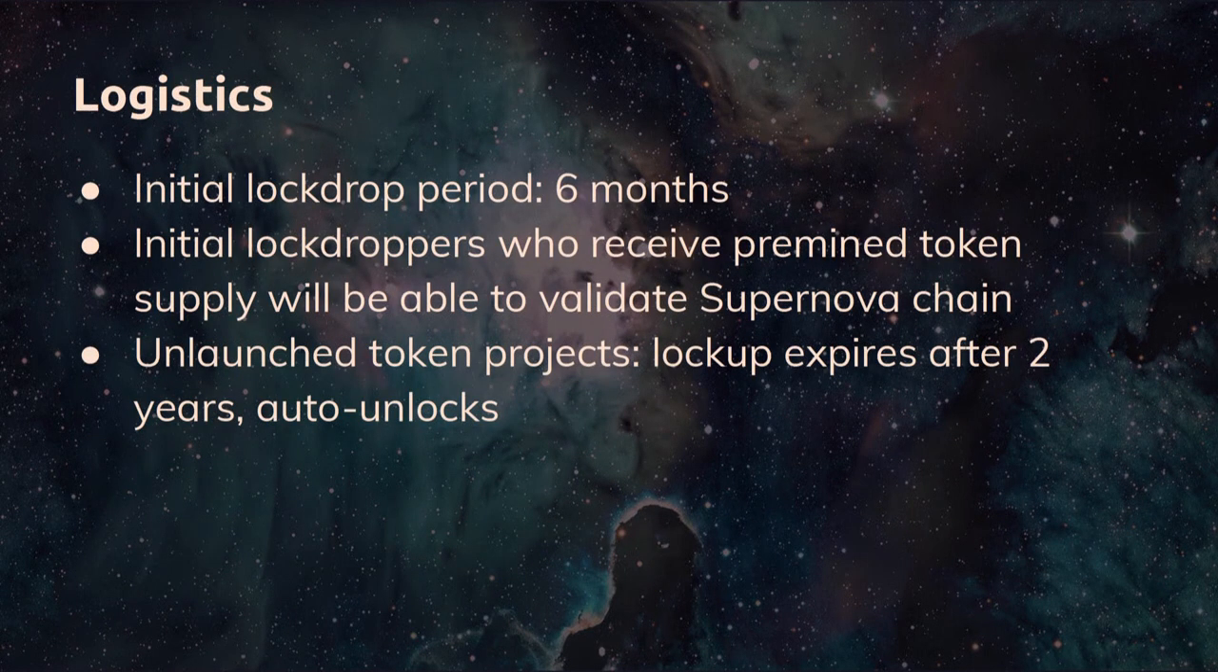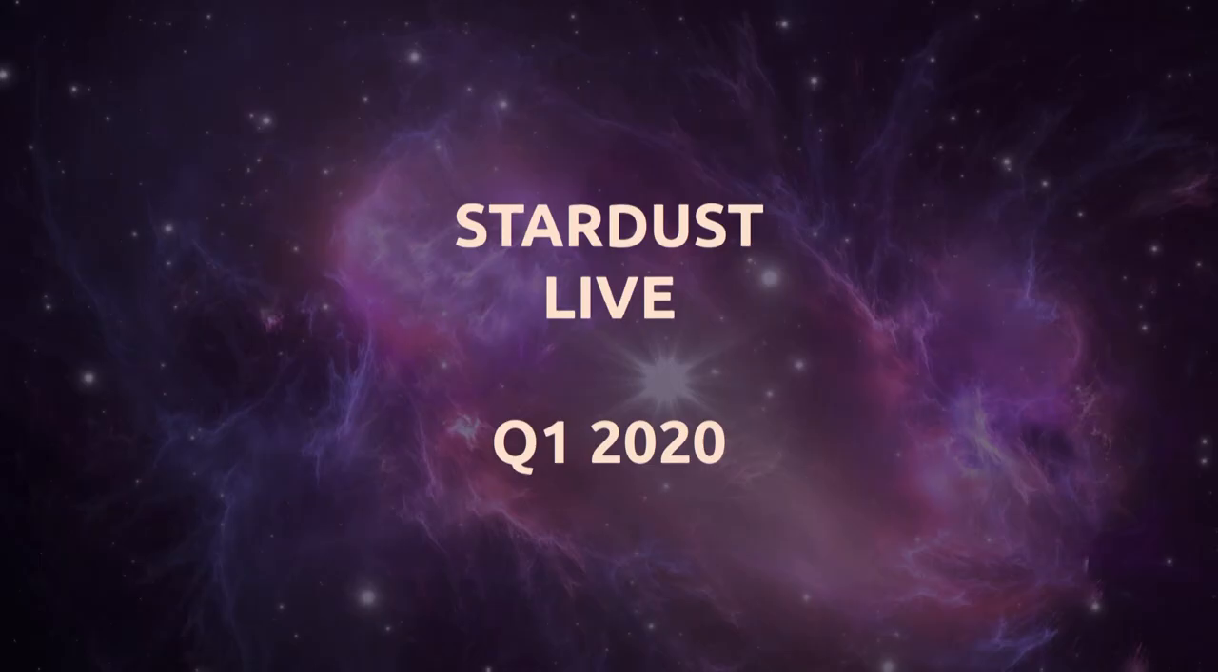Okay, going over the logistics real quickly. There's an initial lock drop period once more, and initial lock droppers who receive tokens from Dust will have the option to validate the Supernova chain. Again, because there is no on-chain governance, the staking portion is purely to secure the blockchain, to provide collateral so that people don't double spend the chain. And here's another thing. If the project that you locked up tokens for does not launch in a 2-year window, your tokens auto-unlock and you get your money back. That's a guarantee, so you don't get locked up in there forever.